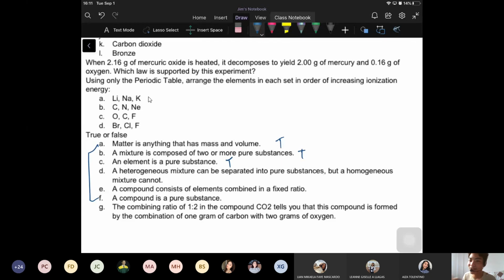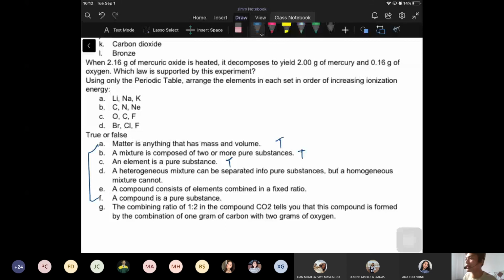Kasi sabi natin, di ba, may distillation, no? So, even if you have a homogeneous mixture, you can still separate them into pure substances by applying the concepts of different chemical properties, such as boiling point, no? So, you can separate water from alcohol or alcohol from water to make pure substances from a homogeneous mixture. So this will be false na.